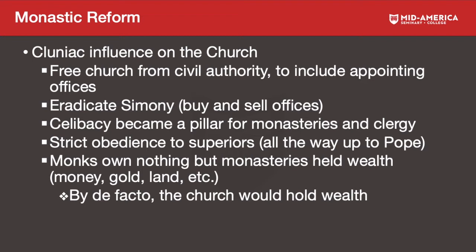And that went all the way up through the ranks. Monks could own nothing, but what happened was all the wealth was held by the monastery. So the monks were very plain, were very poor, but the monasteries were very wealthy. They had the money, the gold, the land, etc. And because the monasteries fell under the church, de facto, the church would actually be the one holding all the wealth, and the church was very wealthy.